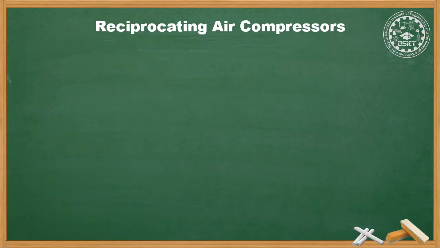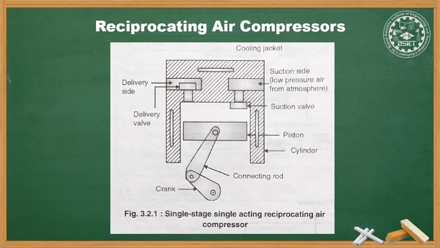Starting with the reciprocating air compressor. The principal parts of a reciprocating air compressor are the same as those of an engine. The figure below shows the sectional view of an air cooled single stage single acting reciprocating air compressor. Both suction and delivery valves are disc type and are operated automatically. They are opened and closed by the difference in the air pressure acting on their two sides and are kept closed by light springs.